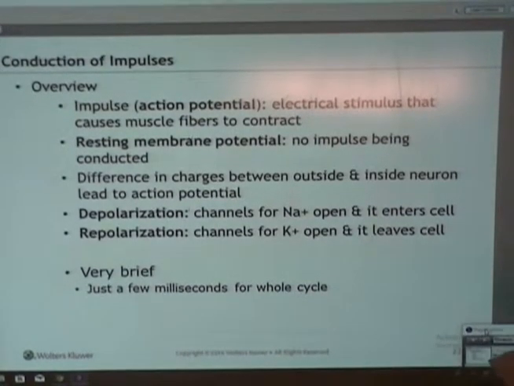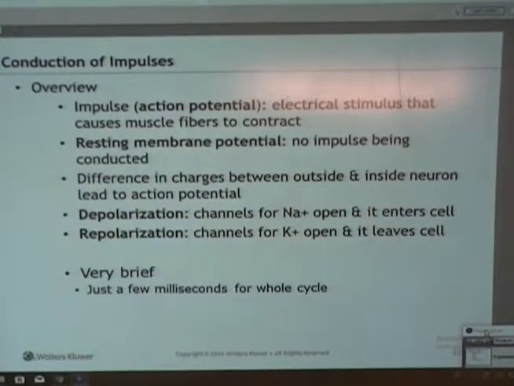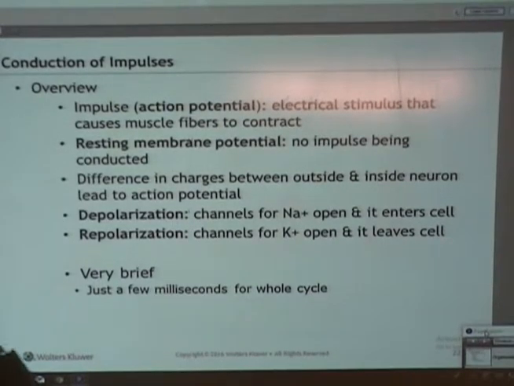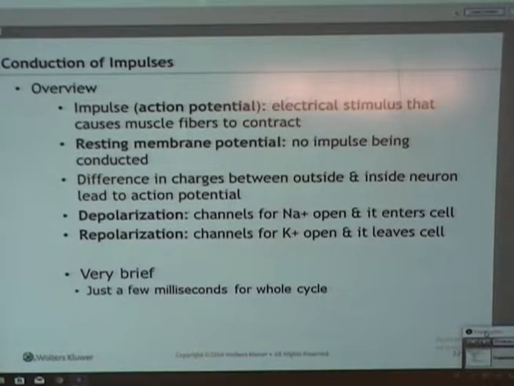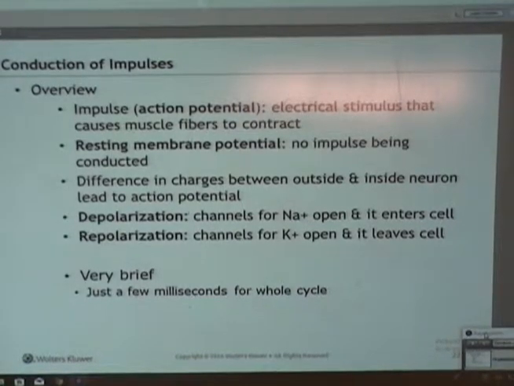All right, so the technical term for the impulse or the signal is the action potential. And that signal is what stimulates the sarcoplasmic reticulum to release the calcium so that we see muscle contraction. So what we want to know is how does the signal get from the brain down the spinal column and out along the motor neuron to the muscle. Okay.